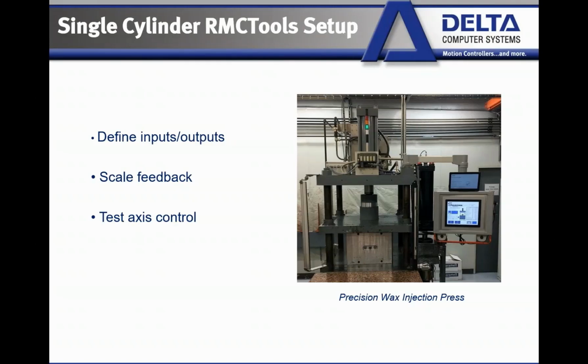But what I'm going to go through now is how do we actually set up an axis? How do we get something running if we had, say, a single cylinder? Okay, so what we're going to need to do first is define our inputs and our outputs.